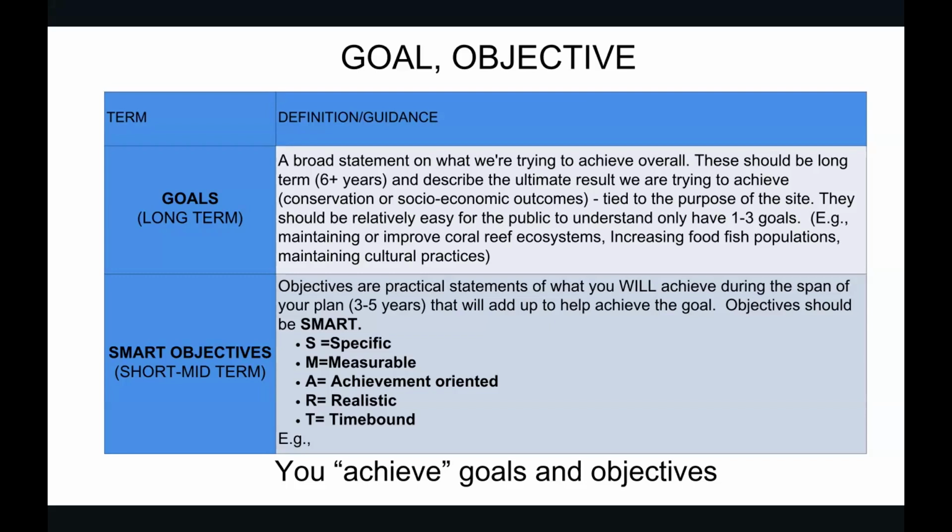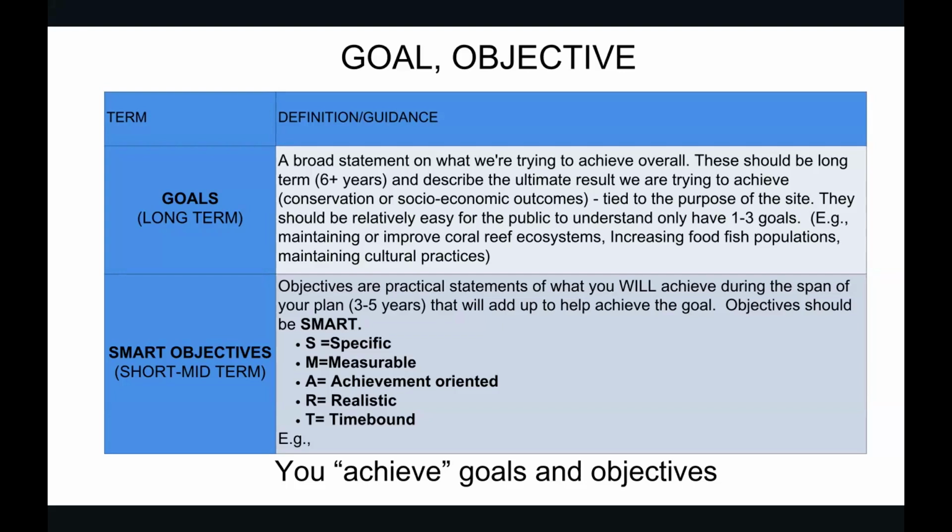So we've talked about this in that theory of change that we looked at earlier, of all the different columns of management effectiveness. We're all the way over on the right. It's this conservation or socioeconomic outcomes. What are you really trying to achieve at this site? It's tied to the purpose of the site. It's what the community wants to get out of the site. And they should be relatively easy for the public to understand.